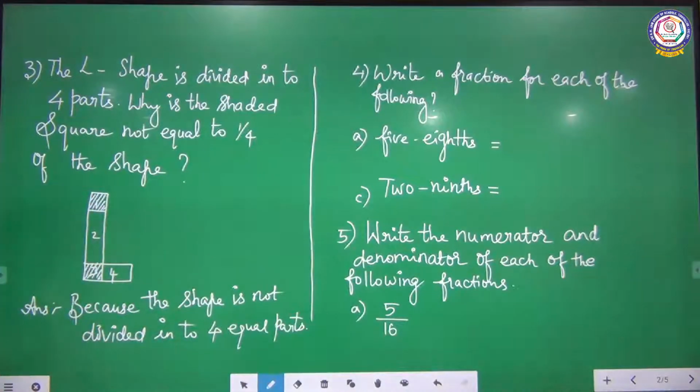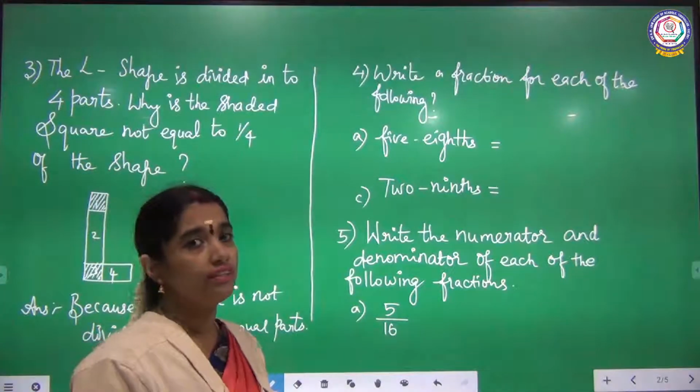Can you clear this? They are divided into 4 parts, but it is not equal to what? 4 equal parts. Because the shape is not divided into 4 equal parts, so I cannot say it to be what? 1 by 4.